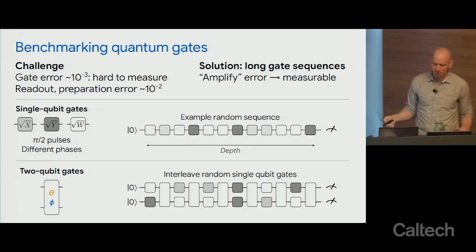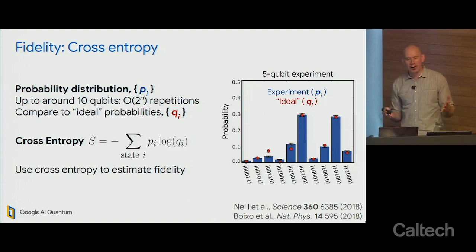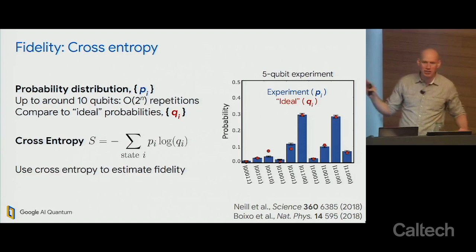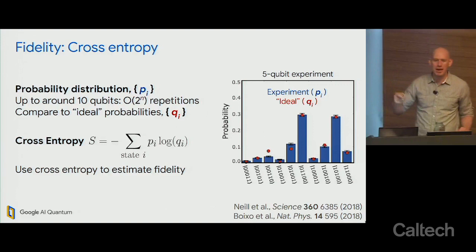What we want to know is how well are we doing as a function of depth, and how well we're doing is fidelity. This is answering the question, did we do the right thing? Which is something to ask yourself in your daily life. And the method that we use to assess that is cross entropy. So we measure a probability distribution by repeatedly sampling the output of the circuit. And that's tractable up to around 10 qubits. You start to run out of runway at 10 qubits because this takes exponentially many repetitions, exponential in the number of qubits. So it starts to really get out of hand. But up to 10, you can totally get a probability distribution.